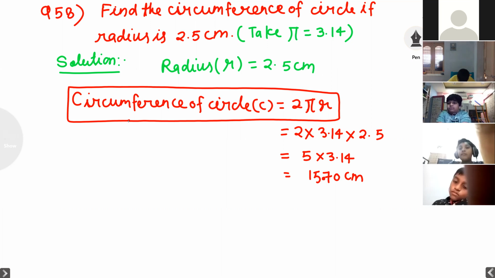Question number 59. Find the circumference of circle.